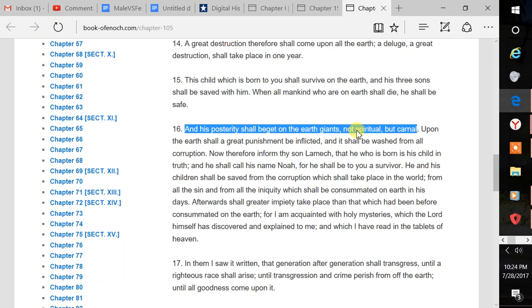Because we don't understand giants, he's saying the posterity of Noah, who is already a huge tall man, shall beget on the earth giants, not spiritual but carnal. So that's what I wanted you to take note of in this particular spot. Then I'm going to move on to talking about some other things so you can understand better. So let's move on.